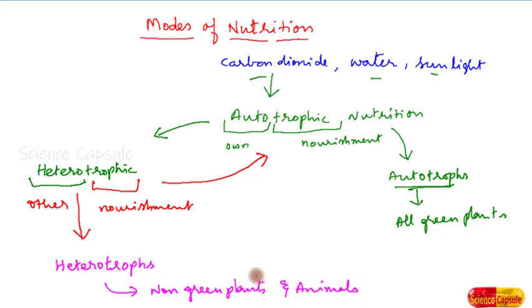So all the green plants are autotrophs, which have the capability of making their own food, and all the non-green plants are heterotrophs, which are not capable of preparing their own food. So this is how we can classify the nutrition or mode of nutrition. When we talk about modes of nutrition, there are two different modes of nutrition in plants. One is called autotrophs or autotrophic mode of nutrition, and the second one is heterotrophic mode of nutrition.